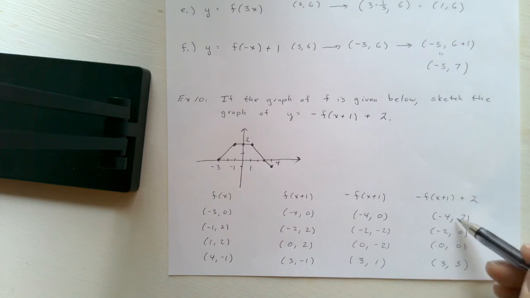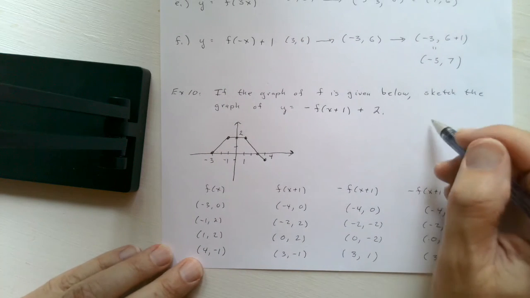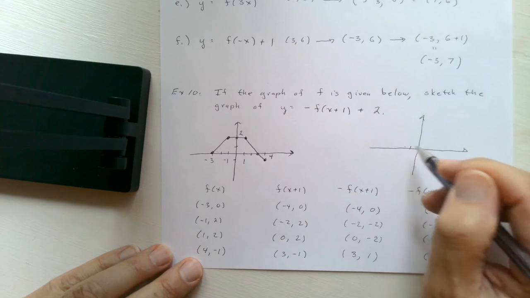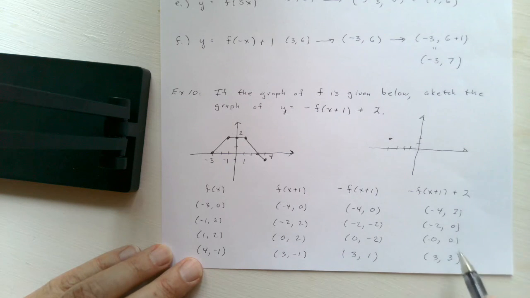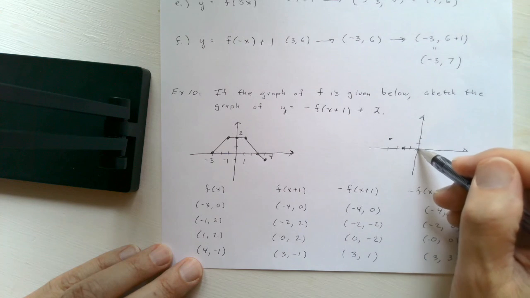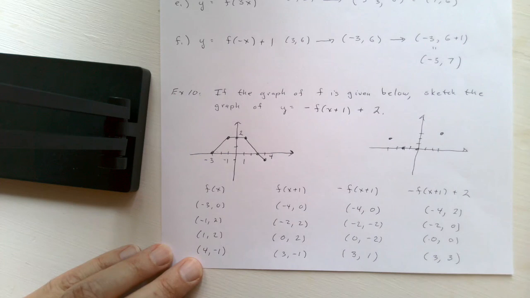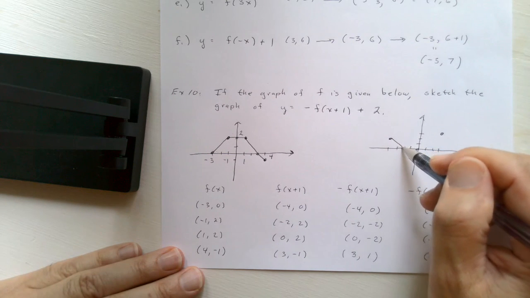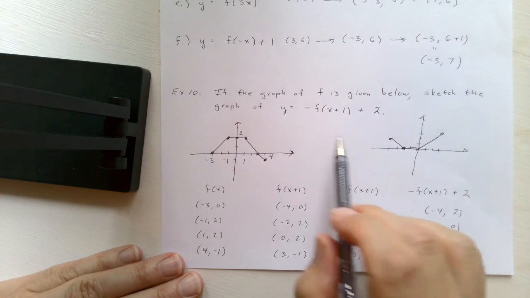Okay. So these 4 points are going to be on our new graph. So we plot these points. That's (-4, 2), (-2, 0), (0, 0), and (3, 3). And then we just connect the dots. Okay. And that's the graph of this.